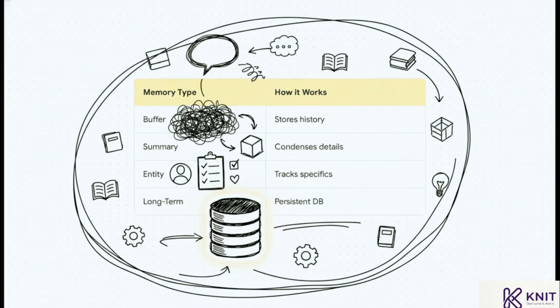To fix this, we give them a notepad, using 4 key memory types. Buffer memory stores the immediate conversation history. Summary memory is awesome for long chats because it periodically condenses older details to save space. Entity memory tracks specific user details, like, say, a preference for bullet points. But the real game changer, that is knowledge long-term memory. This is a persistent, fully searchable database. This right here is exactly how you allow your AI employee to accumulate the institutional tribal knowledge that human employees naturally build up over time.